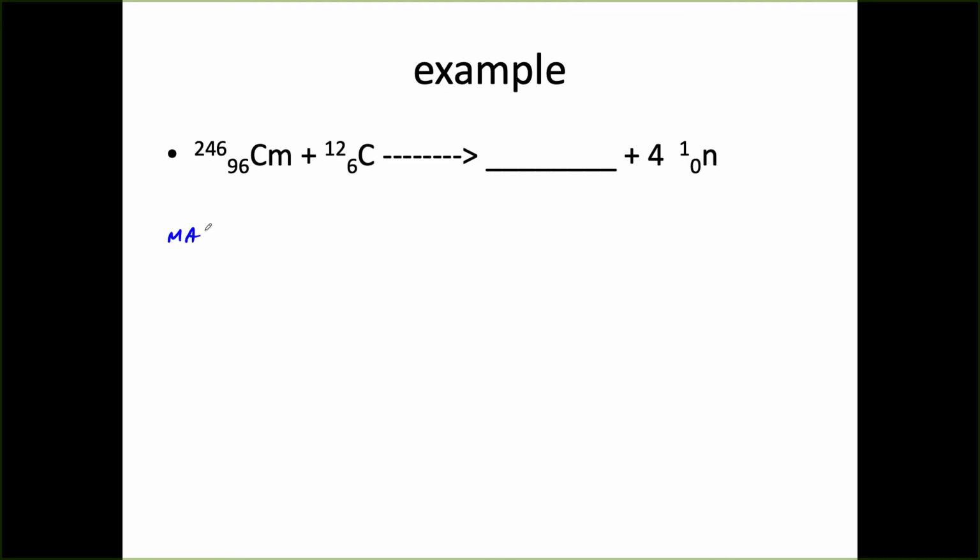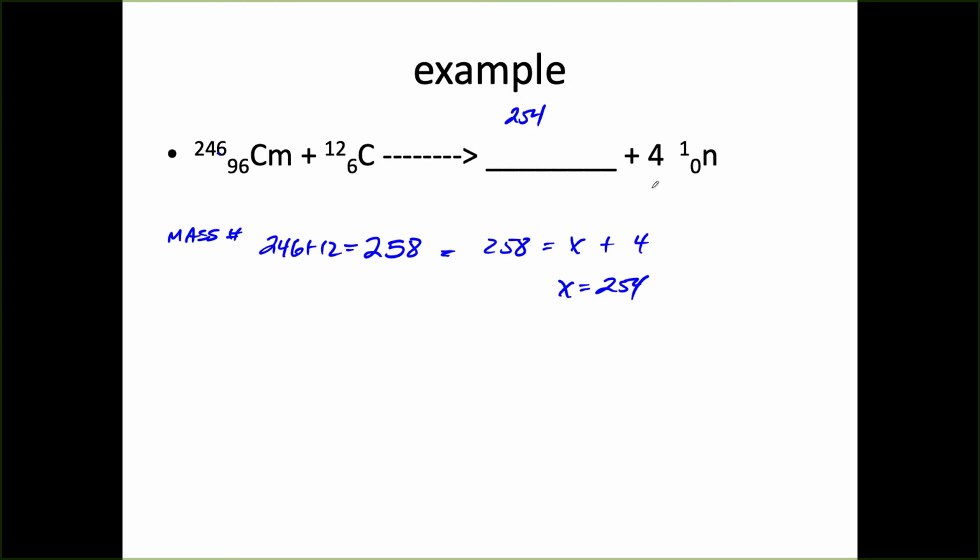Take the mass number, 246 plus 12, that gave me 258 for the sum. That's this plus this. And that 258 is going to equal X, what we don't know, plus 4, because we've got 4 neutrons coming out. So that's 1 times 4 is 4. So what is X? X is going to be 258 minus 4, which is 254. So 254 is going to be my mass number.